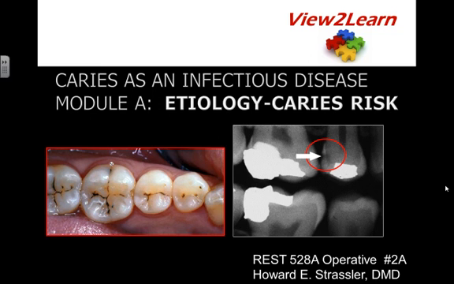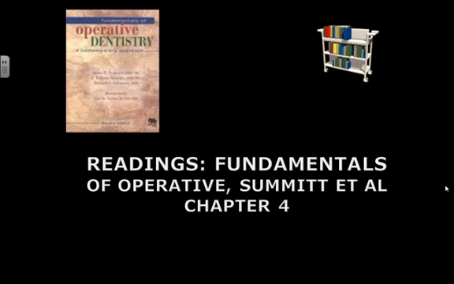From the images you see in this title slide, you can see on the left-hand side what appears to be occlusal caries. We need more information to make that diagnosis, as compared to the radiograph on the right-hand side, where the arrows point to a definitive caries diagnosis based upon radiographic evidence. For this lecture, the readings come from Operative Dentistry, the Summit Textbook, Chapter 4.